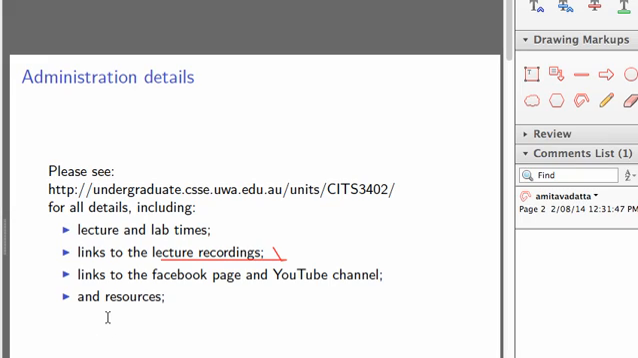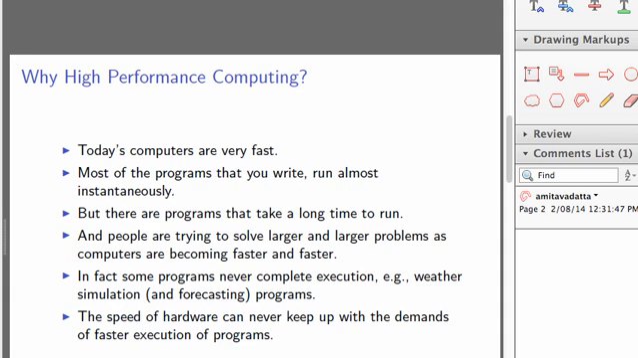You can also find all the resources for this unit from the unit page. Resources in the sense that we have some recommended textbooks and also lecture slides from other sources. In particular, in the first part of this unit, we'll use some lecture slides from the openmp.org site.